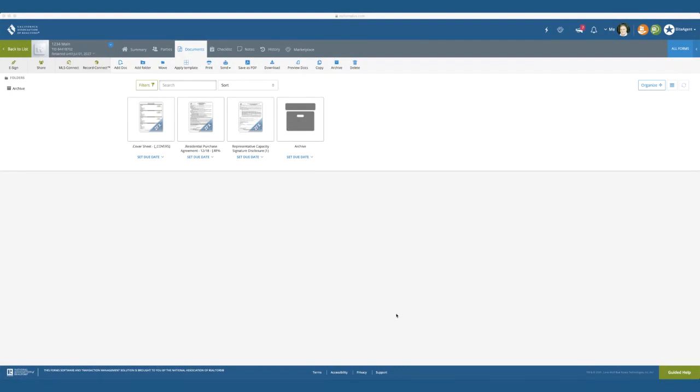Can the seller cancel after appraisal and inspection contingencies? George, the seller can't cancel unless the buyer isn't performing. So if the buyer's performing and doing everything that they're supposed to do, then the seller can't cancel.